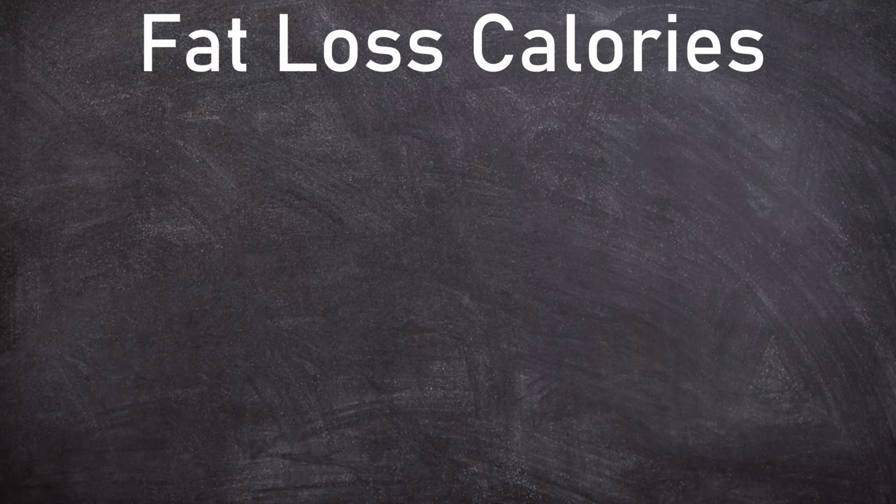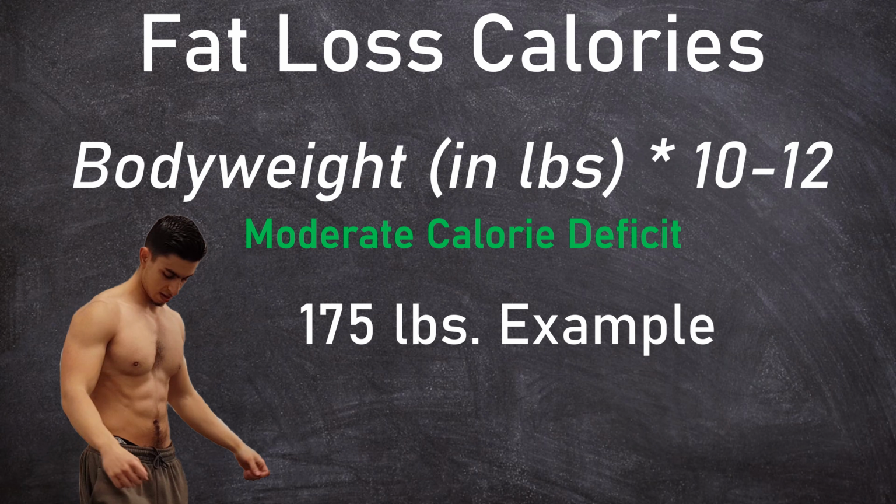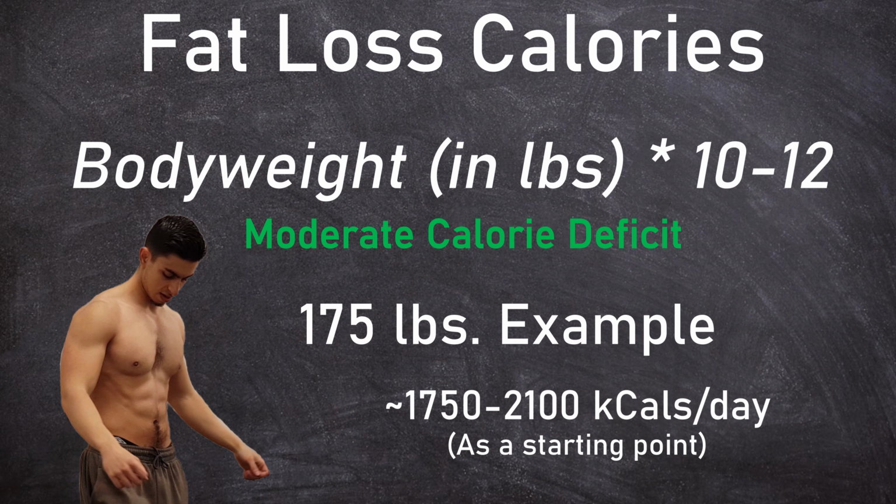If you take your body weight in pounds and multiply it by 10 to 12, most people will be in a moderate calorie deficit. So if we take a 175-pound person as an example, this person can consume between 1750 to 2100 calories per day. You can be logical with this guideline.